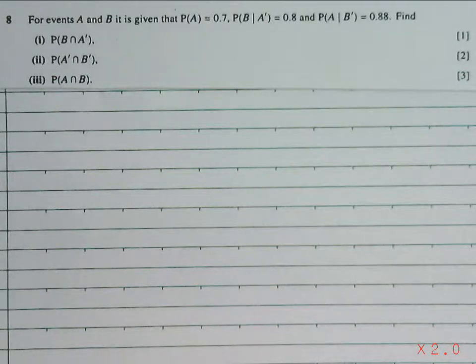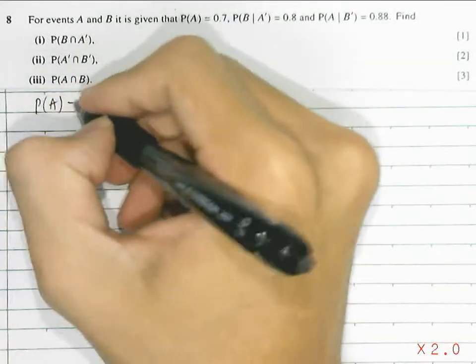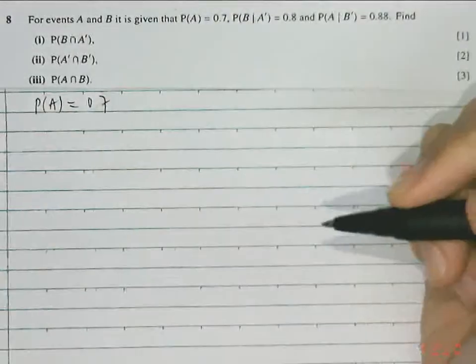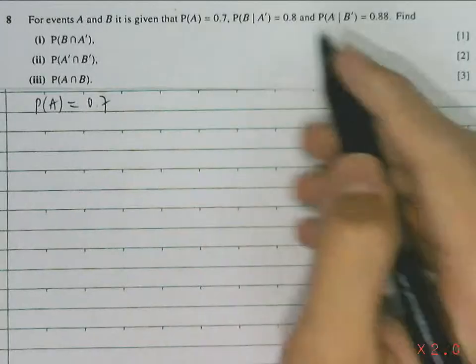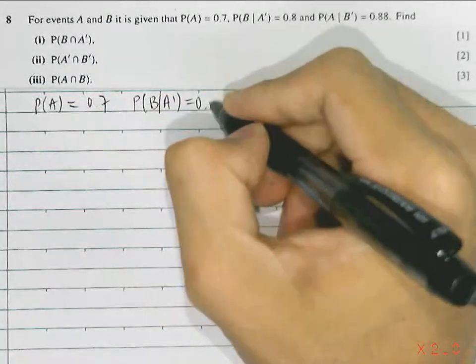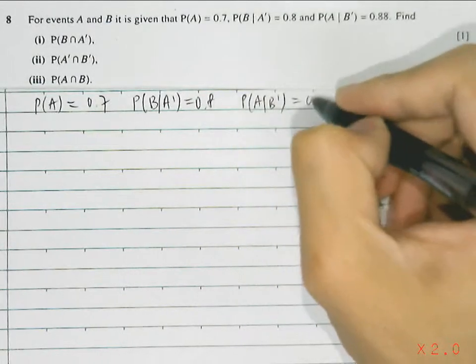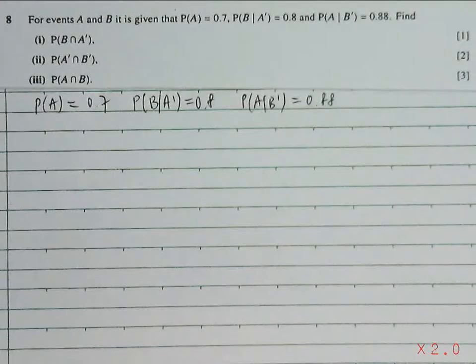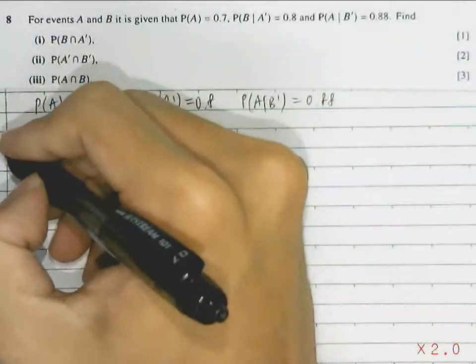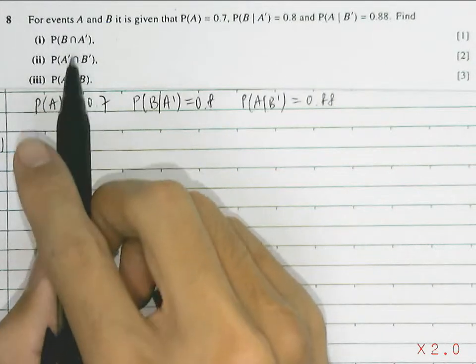So this is a probability question where they tell us the probability of event A occurring is 0.7. It's always a good habit to write out what is given so that we can refer back to it easily. And the probability of A given B complement is 0.88. Alright, for part 1, we are asked to find the probability of B intersect A complement.